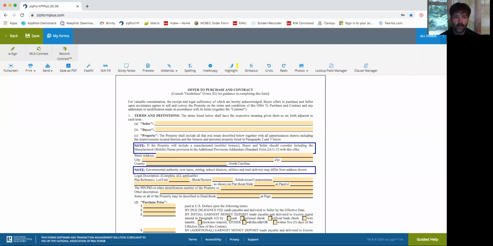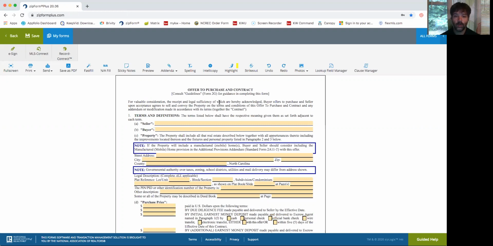I am a broker in charge here, wanting to go over the North Carolina offer to purchase and contract with you. I'm going to pull that up and share my screen with you so you can see. I am actually in the Zip Forms platform. If you are not familiar with Zip Forms, it is a place provided to you through your Realtor Association dues that's going to house all of your forms. And I have navigated to the offer to purchase and contract.